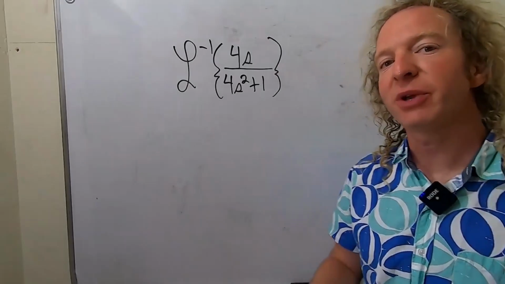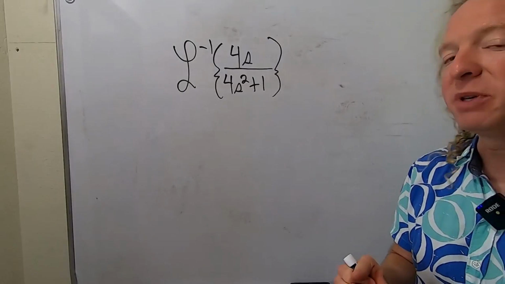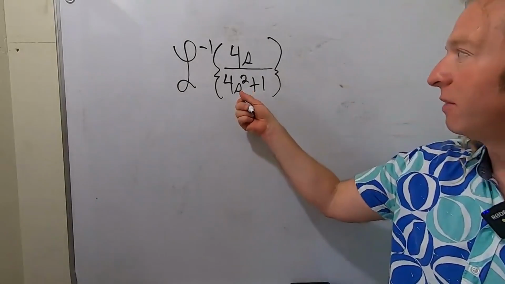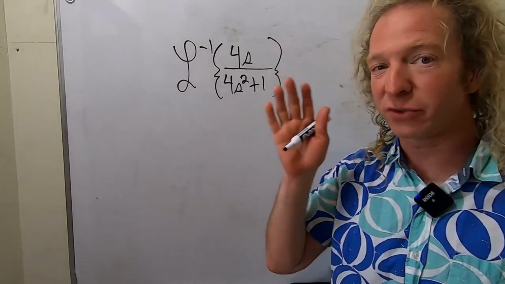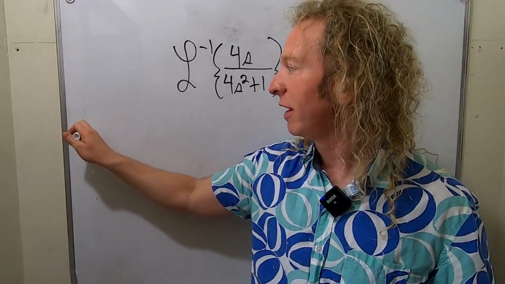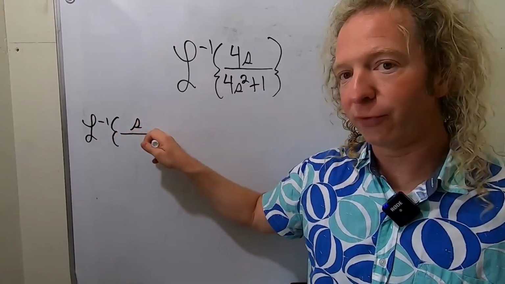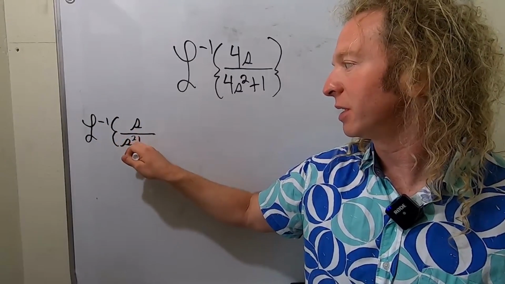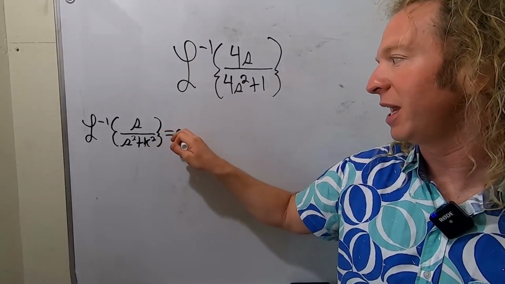Hi everyone, in this video we have to find the inverse Laplace transform of this expression here. So because we have an s squared on the bottom and we have an s up here, that should draw us to use the formula that involves the cosine function. Recall that the inverse Laplace transform of s over s squared plus k squared is equal to the cosine of kt.